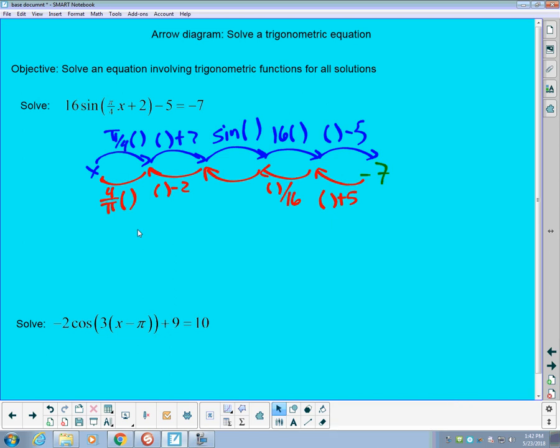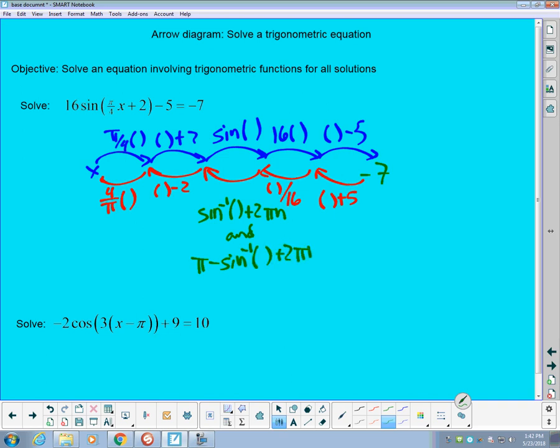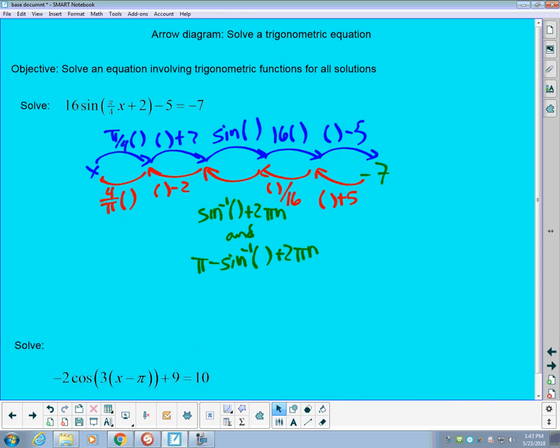Okay, from parent function notes, we know that this inverse of sine, if we want to find all of the solutions, has a lot going on. We are definitely going to do the inverse sine with the calculator, but we also need to add on 2 pi n to account for all the coterminal angles with that, and we need pi minus the inverse sine plus 2 pi n to account for the other location on the unit circle where we don't actually get those numbers. We'll draw a picture of that here in a little bit.